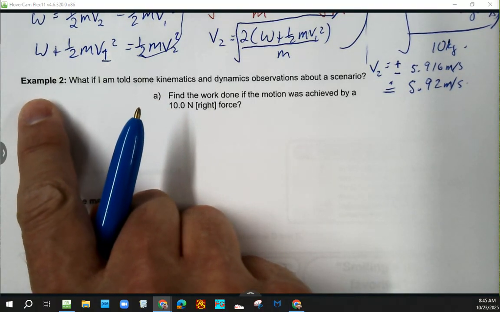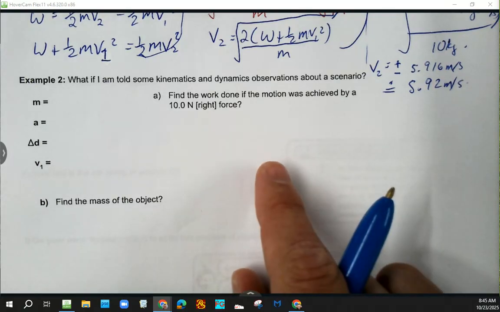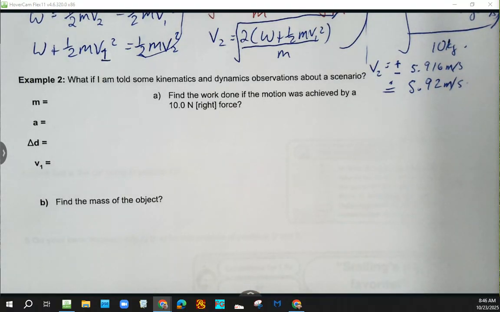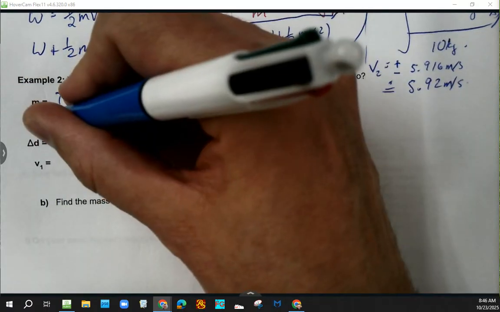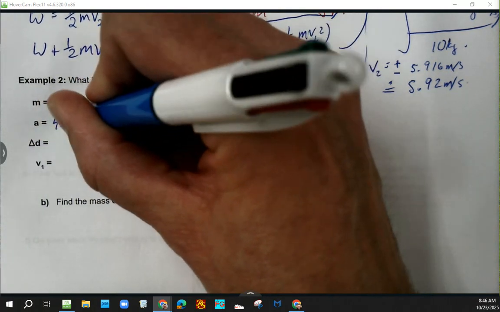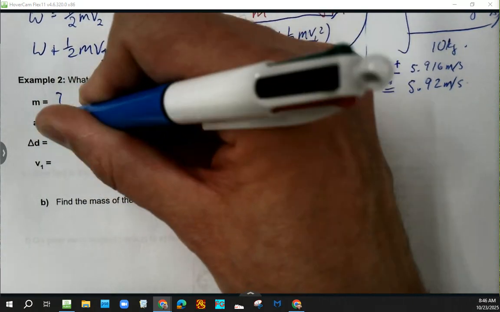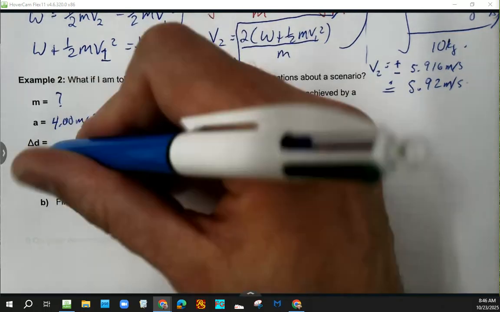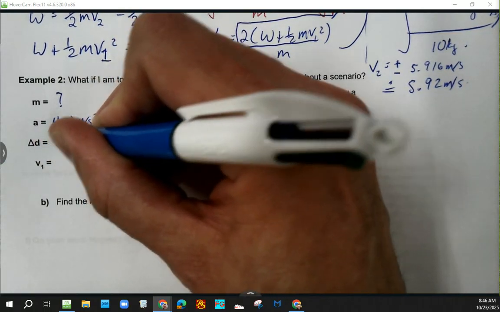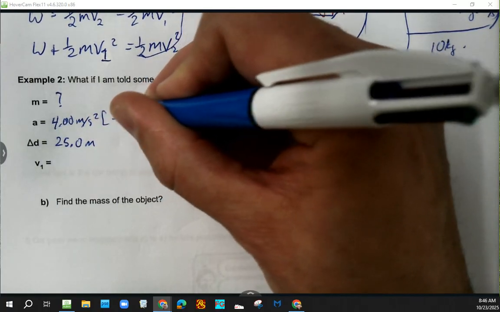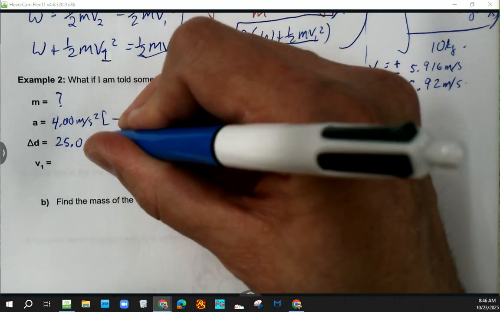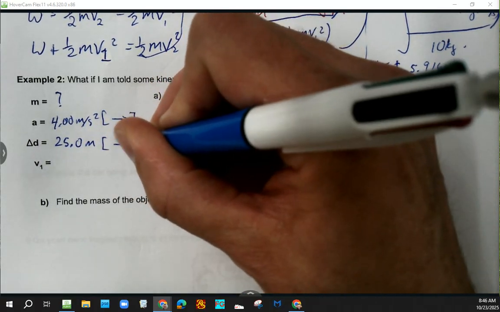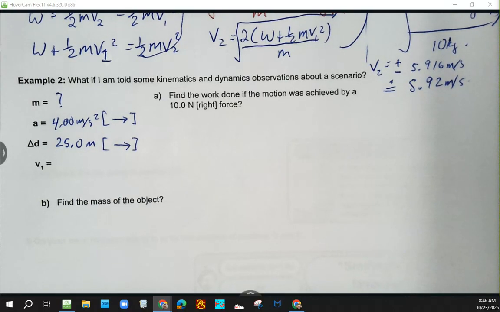All right, so example 2. What if I'm told some kinematics or dynamics observations about a scenario? Let's just see what happens if we're told some stuff. Well, we don't know what the mass of the object is, but we know that it has an acceleration of 4.0 meters per second squared. And just like the previous problem, it travels 25.0 meters. Let's just say that its acceleration, unlike the curling stone, is towards the right, and it also travels towards the right. So this thing is accelerating in the direction in which it's traveling. In other words, the net force must be along with its motion.